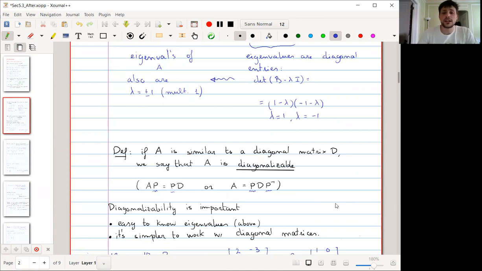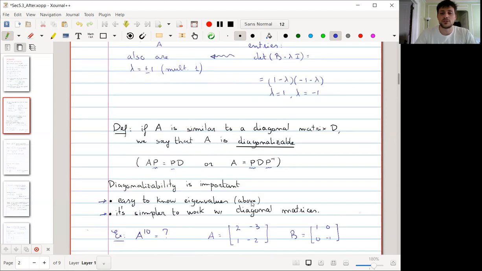As for the importance of diagonalizability, I've already mentioned one of the factors: if a matrix is diagonalizable, it's easy for us to compute the eigenvalues. But it's easy to work with diagonal matrices in general for all sorts of computations.